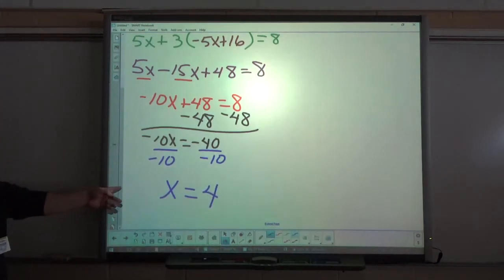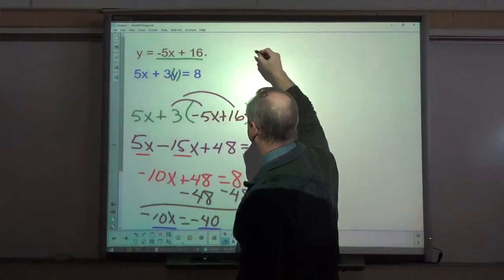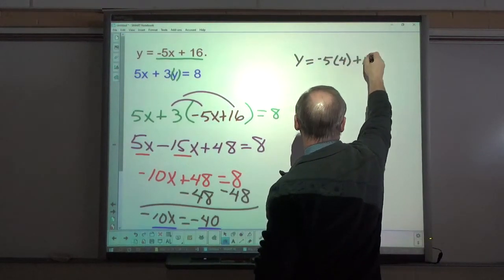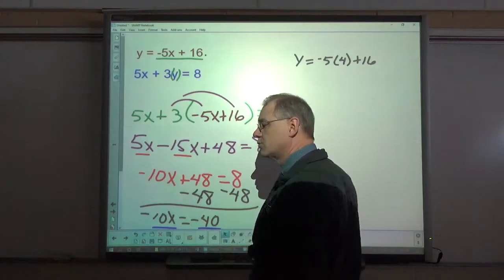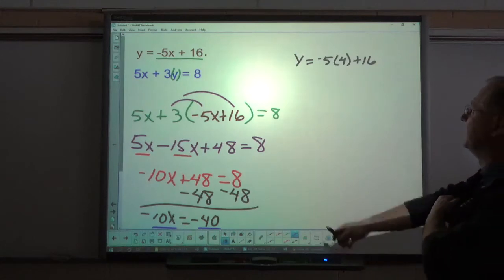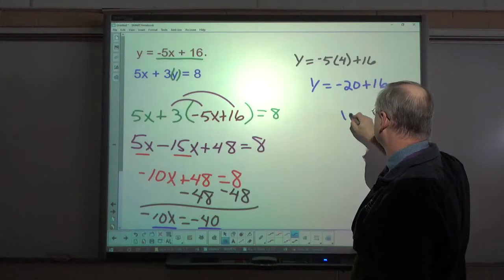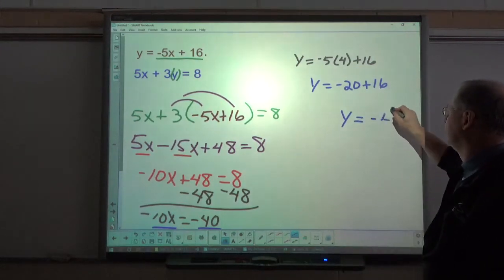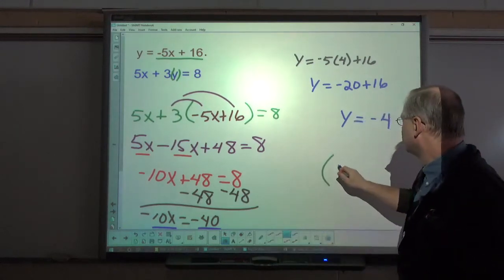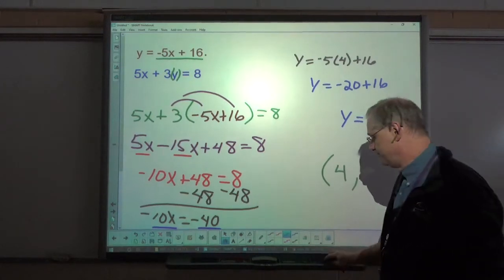Once you have what x equals, you can come back up to the top. I usually put it into this one. Y equals negative 5 times 4 plus 16. It really doesn't matter which one you put it into, but since that's already y equals, it's a lot easier to simplify. So y equals negative 20 plus 16, and that gives me negative 4. So my final solution, x was positive 4, y is negative 4. And there you have it.